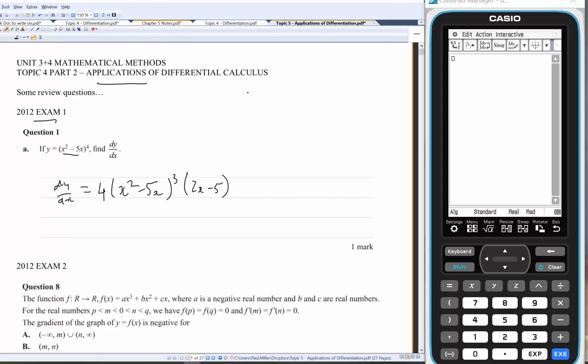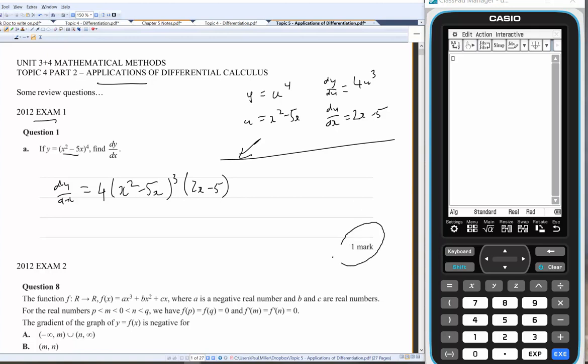Let's just double check that one. So y equals u to the 4, u equals x squared take 5x. dy du is equal to 4u to the 3, du dx equals 2x take 5. That multiplied by that, completed with the u sub, is indeed going to give us that. So those of you who can do that by sight, do it. But if you got that wrong, make sure you u sub that, because if you make a mistake on that, you confident mathematicians out there, you've just lost the first mark on exam 1.